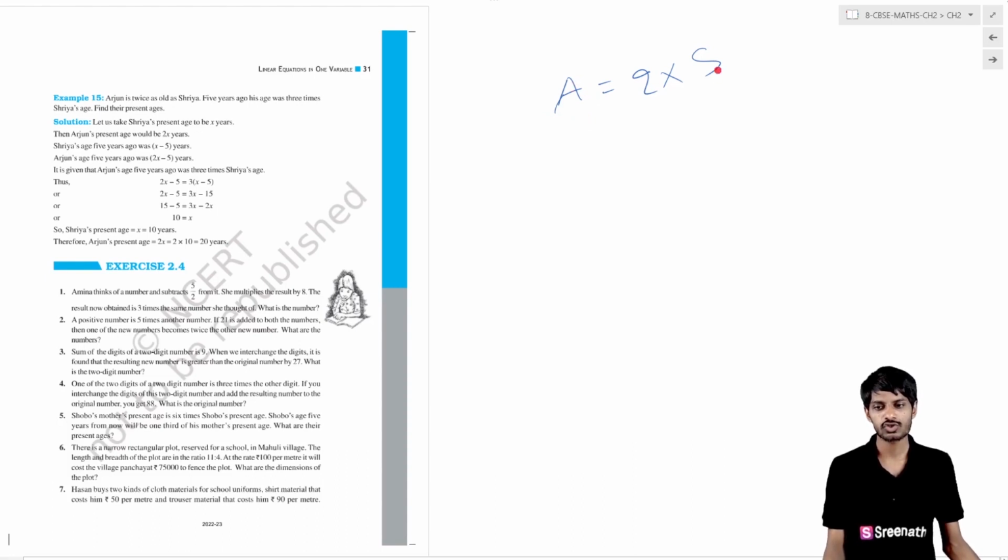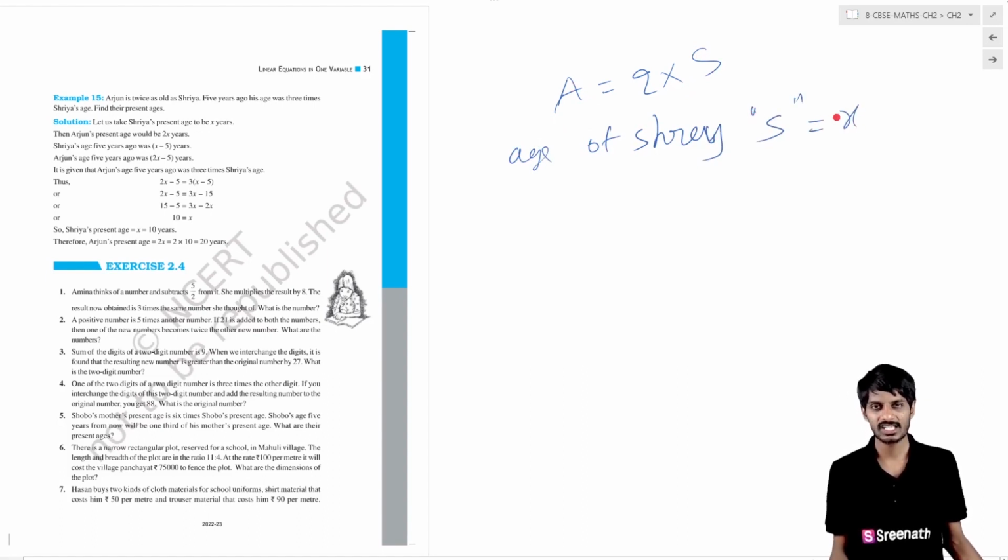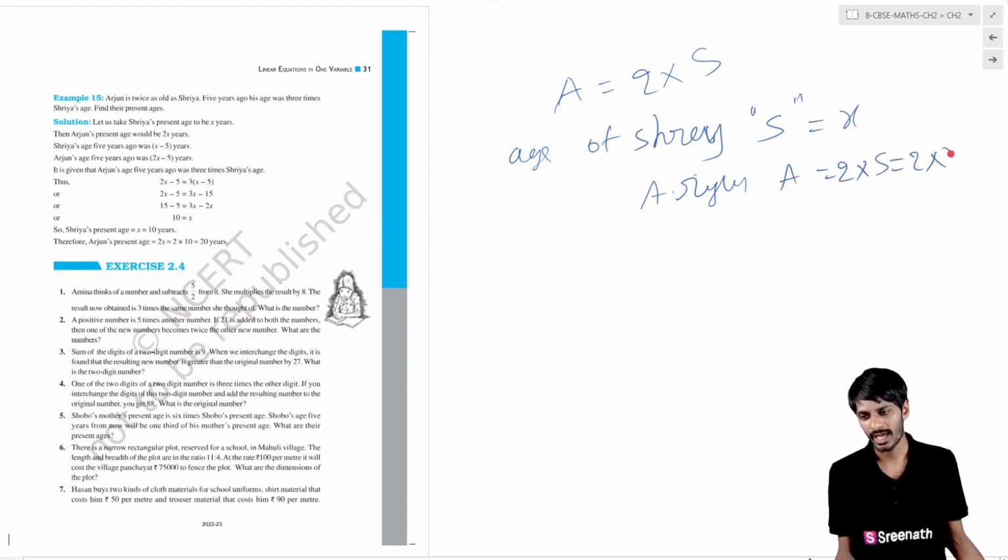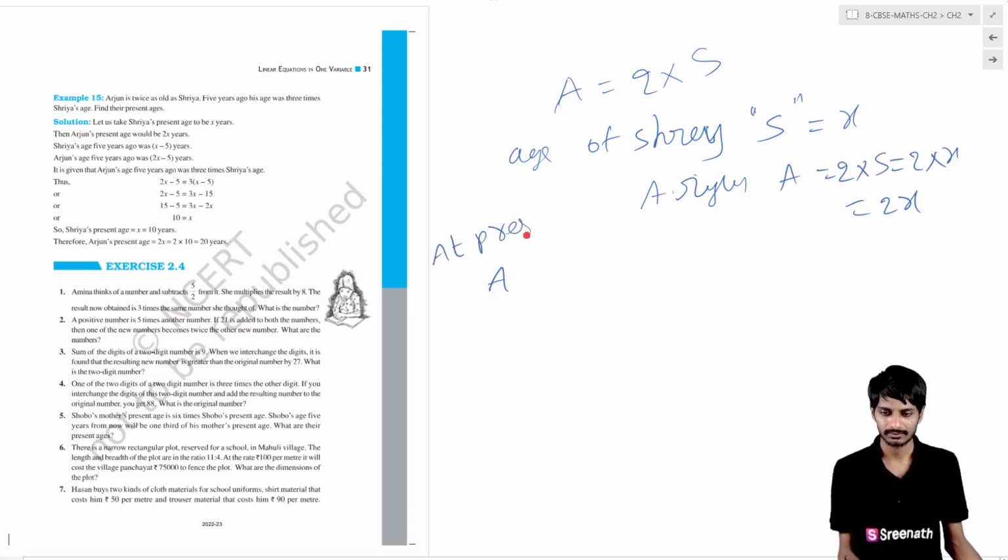Let us take the age of Shreya, S, to be x at present. Then the age of Arjun will be 2 into S, which means 2 into x, which is 2x. Therefore, at present Arjun's age is 2x and Shreya's age is x.